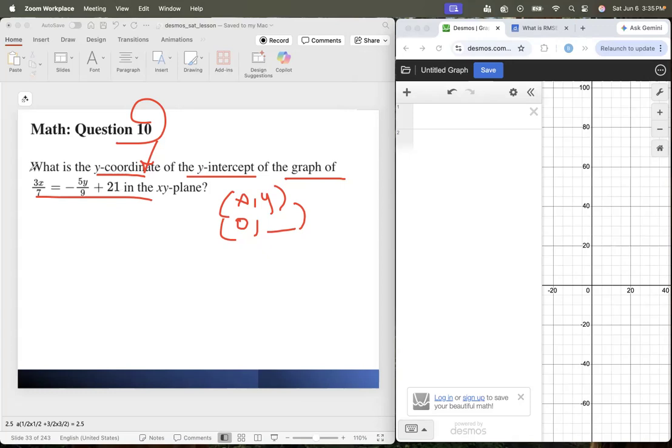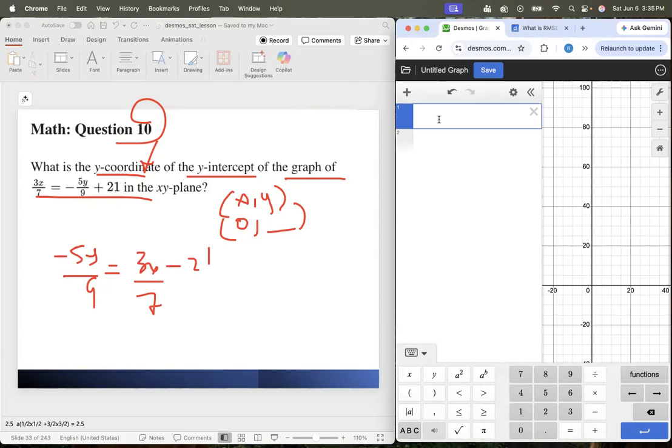But they give you this in not the standard form. It's okay. We can have Desmos do that. Desmos can do this for you. All you need to do, just do a little bit of work. I can do minus 5 over 9, and then 3x over 7 minus 21. You can send the negative sign there. It does not matter. This is enough for Desmos to figure out that this is a negative graph.